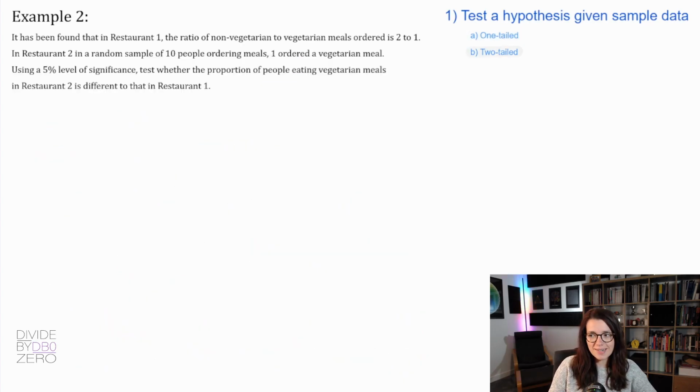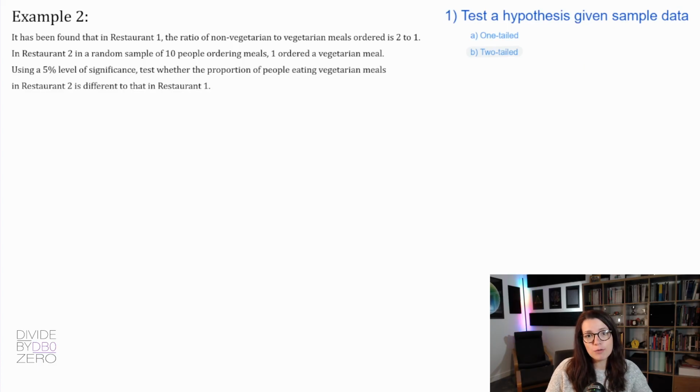Example 2, this is going to involve sample data, but this time be a two-tailed test. It says it's been found that in restaurant 1, the ratio of non-vegetarian to vegetarian meals ordered is 2:1. In restaurant 2, in a random sample of 10 people ordering meals, 1 ordered a vegetarian meal. Using a 5% level of significance, test whether the proportion of people eating vegetarian meals in restaurant 2 is different to that in restaurant 1.